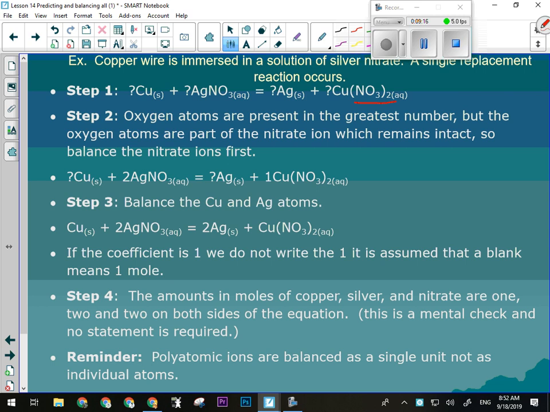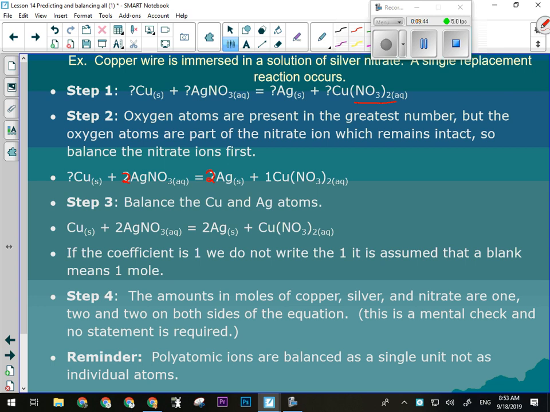So I'm going to go back over to this side and put a 2 beside the silver nitrate. That balances the nitrates, but it gives me 2 silvers. So I'm going to go back over here and put a 2 in front of the silver to make it balance, and then I'm going to double check everything else. I've got 1 copper, 2 silvers, 2 silvers, 2 nitrates, and 2 nitrates. Yes, it's good. I double checked it.